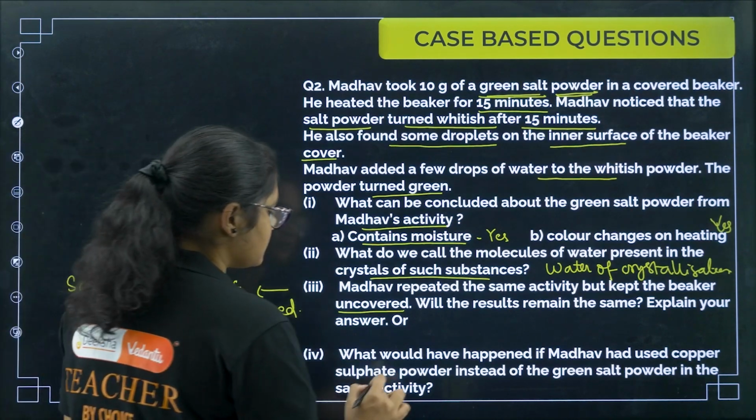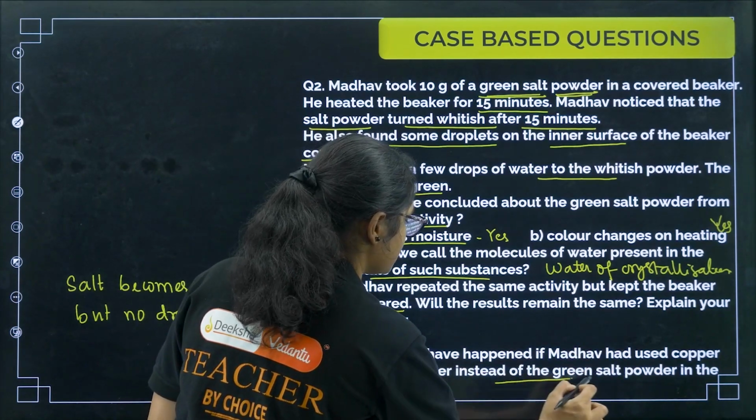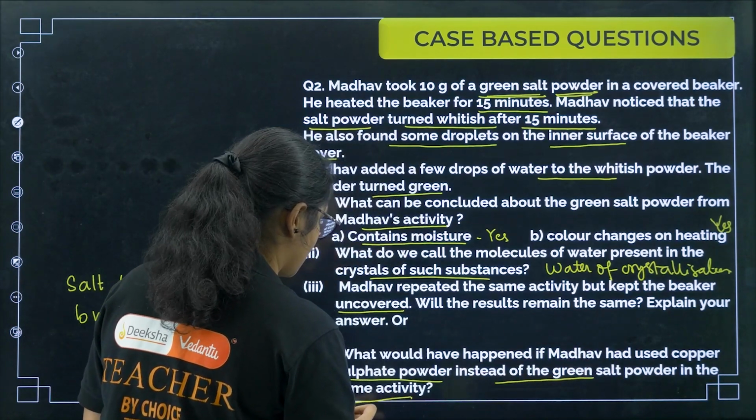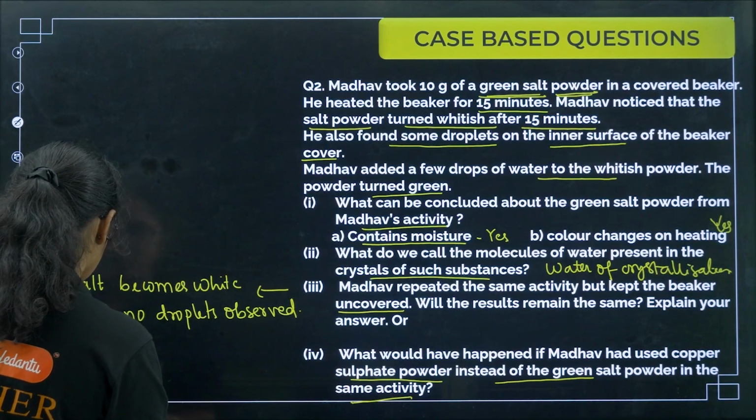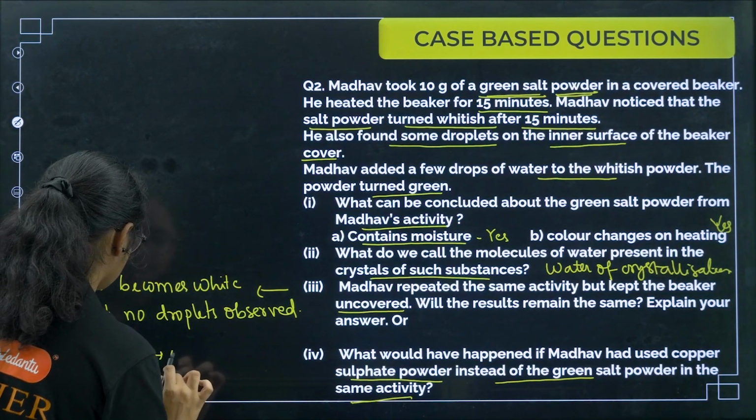Next, what would have happened if Madhav had used copper sulfate powder instead of green salt powder in the same activity? You will observe the same thing. The copper sulfate powder turns from blue to white.